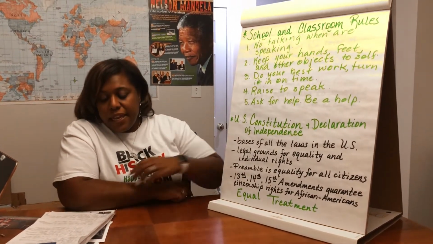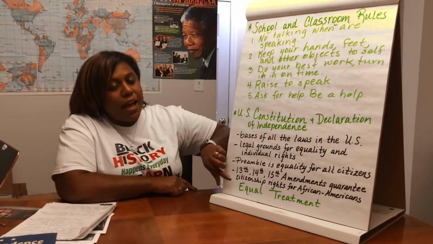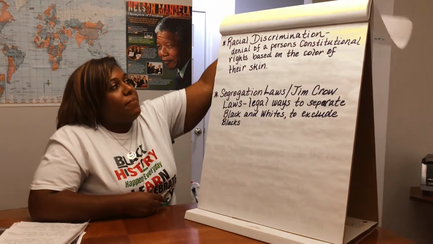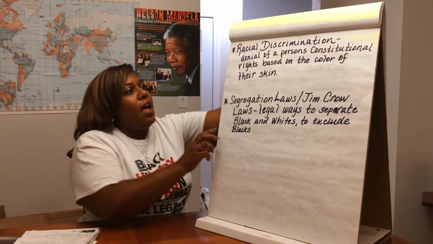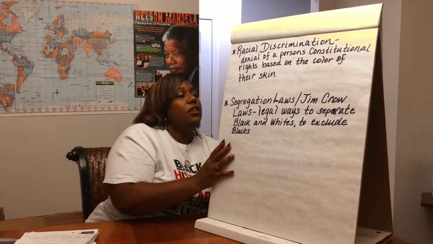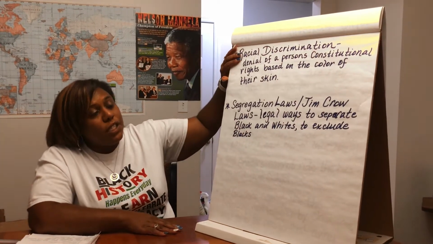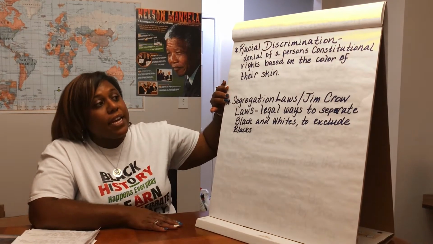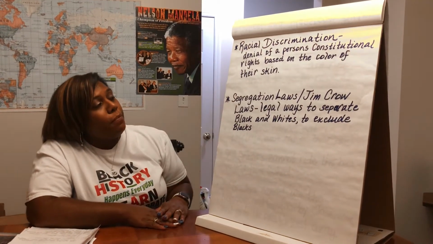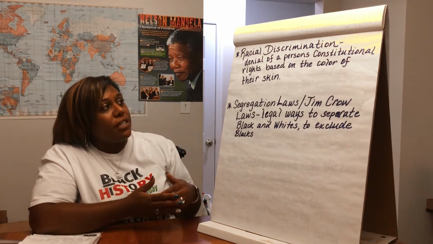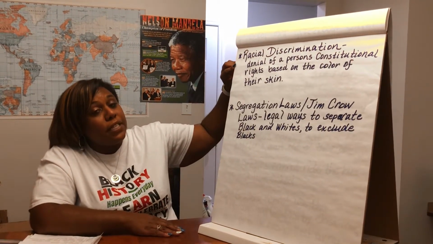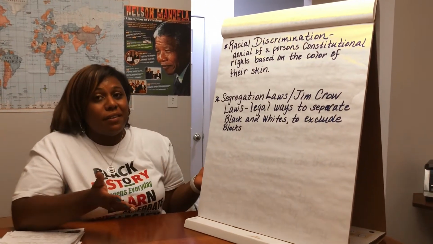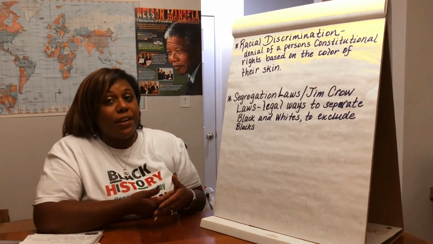So let's talk about how we get the 13th, 14th, and 15th Amendment. Why would that be necessary? So we have two words here: racial discrimination, and then we have segregation laws and Jim Crow laws. Okay? So racial discrimination is the denial of a person's constitutional rights based on simply the color of their skin. And that's what happened with African Americans.